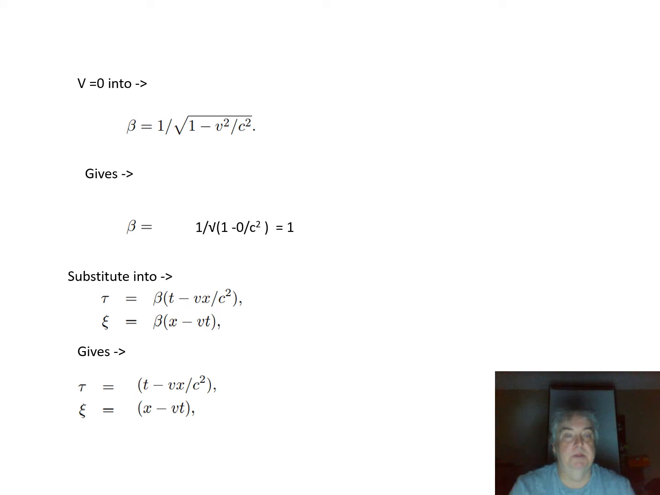So if we substitute v into this equation for beta, what comes out is that beta equals 1, and if you then substitute beta equals 1 into the following two equations for tau and z, that gives these simple little equations at the bottom.